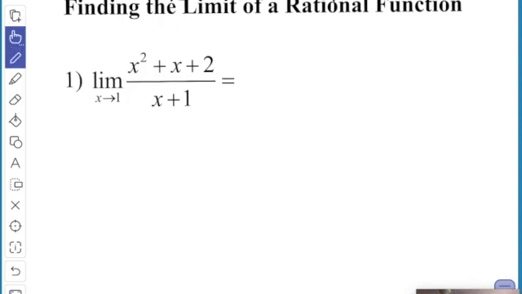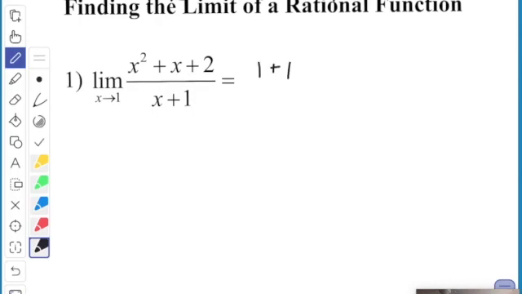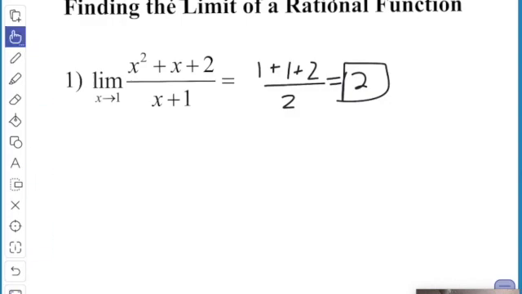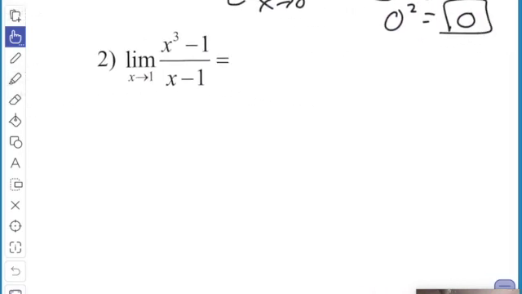Yes. So let's do that. So if I plug in 1, I would get 1 squared, which is 1, plus 2, all over 1 plus 1, which is 2. And the whole thing's going to be what? 4 over 2, which is 2. All right. No big deal there. If you were to graph this thing, you would see it's just fine. Everything meets at 2. There's no gap. Everything's great. Let's see what number 2 does, though.